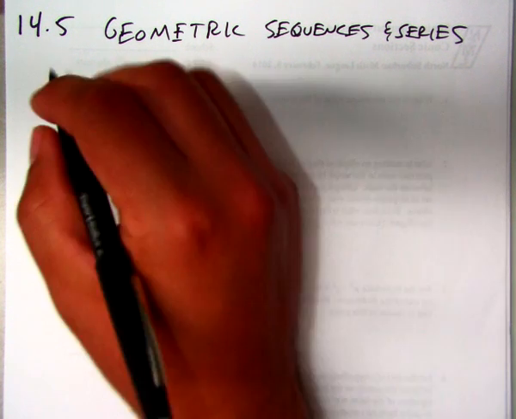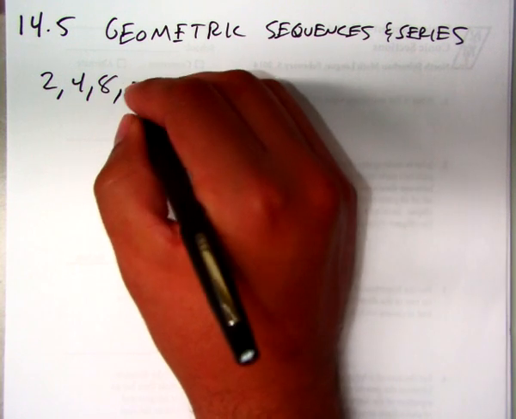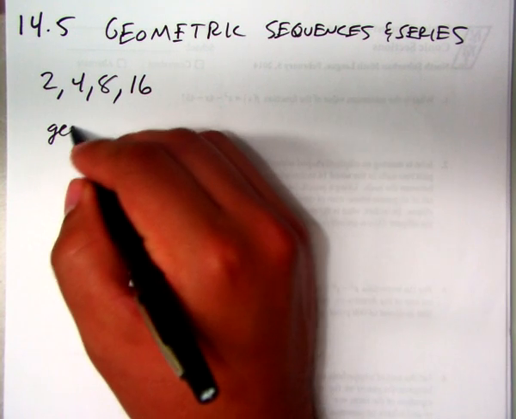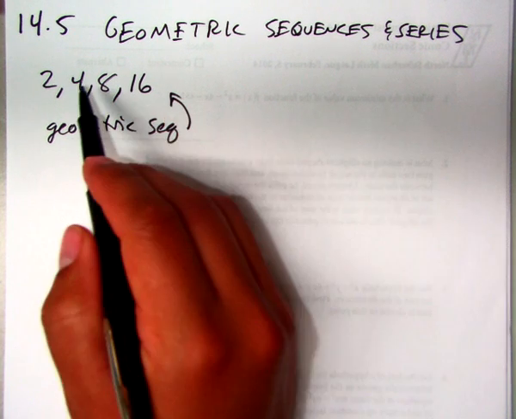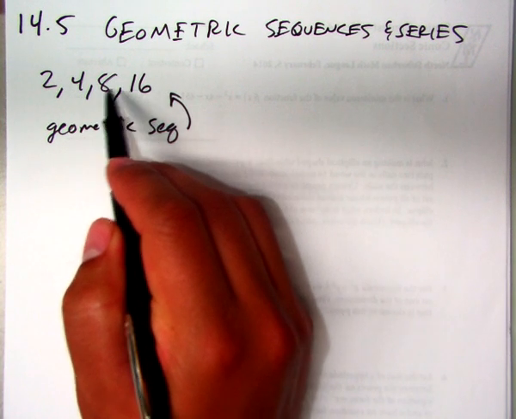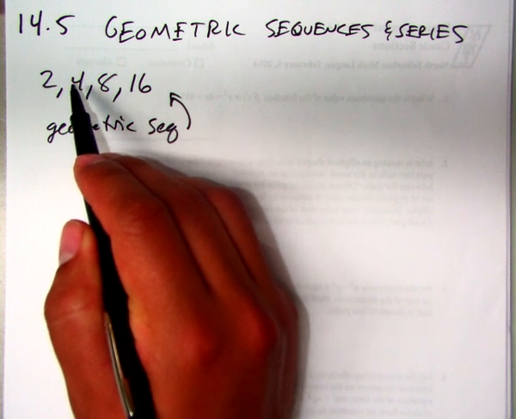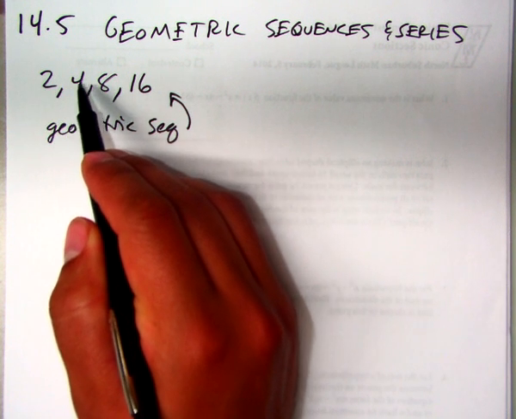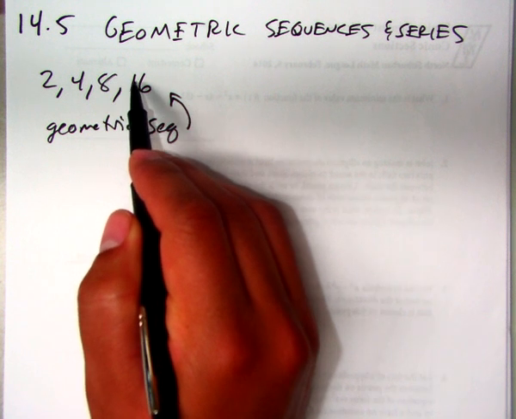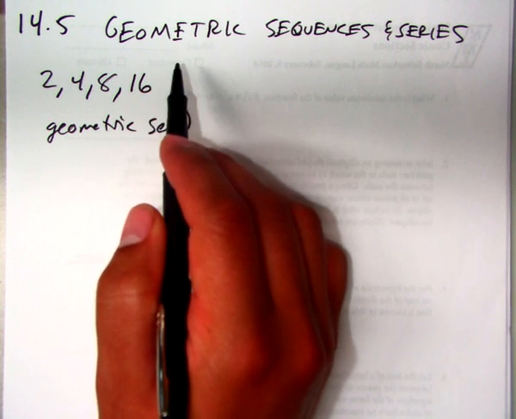So, for example, this is an example of a geometric sequence, because it's a sequence of numbers that you can multiply by 2 each time to get the next term. So if you take 2 times 2, you get 4. 4 times 2 is 8. 8 times 2 is 16. You keep doubling the number to get the next number. That's what it means for it to be geometric.